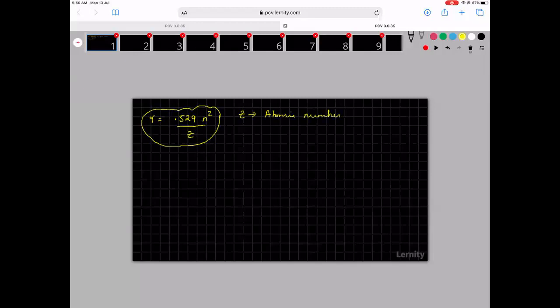Atomic number means it is like 1, 2, 3, 4 and so on. That is the number of electrons, which is equal to the number of protons.